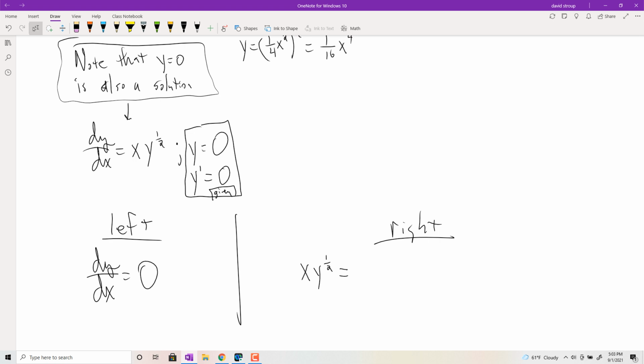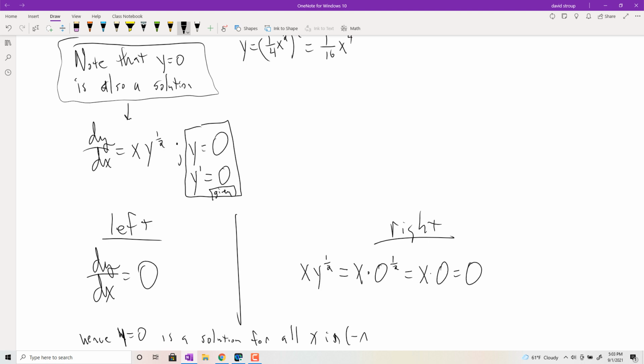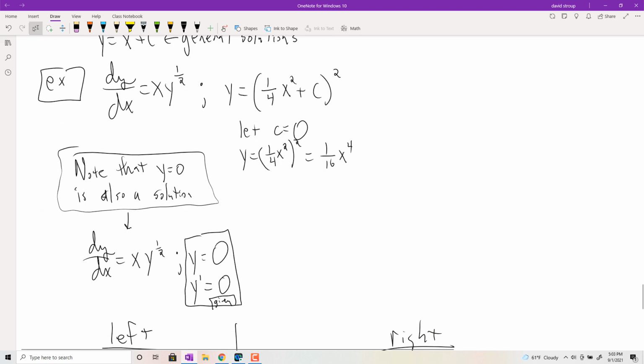And then using the given information, you can replace y with 0. 0 to the 1/2 is just 0. And anything times 0 is 0. Okay? So both the left and right work, and it works. So hence, y equals 0 is a solution for all x in negative infinity to infinity. So you really could not get that from that general solution.